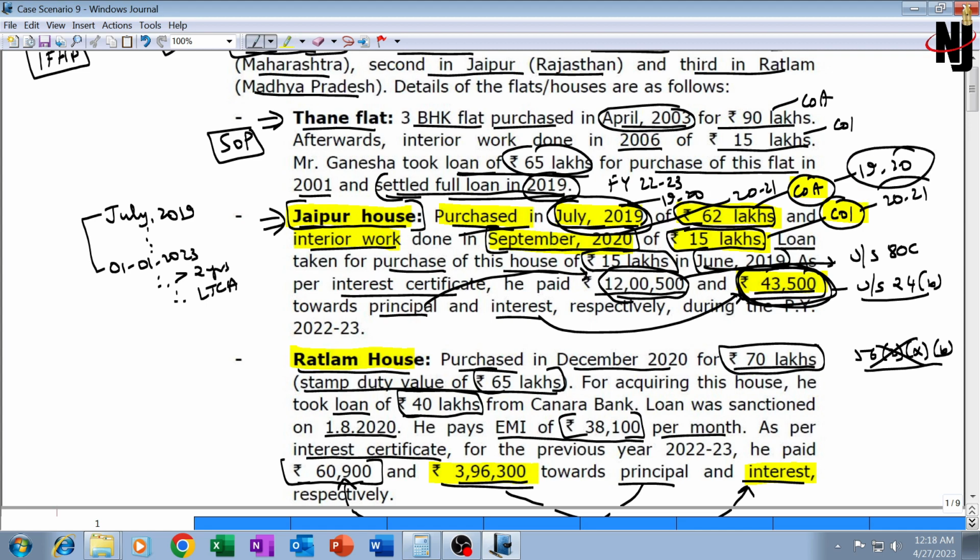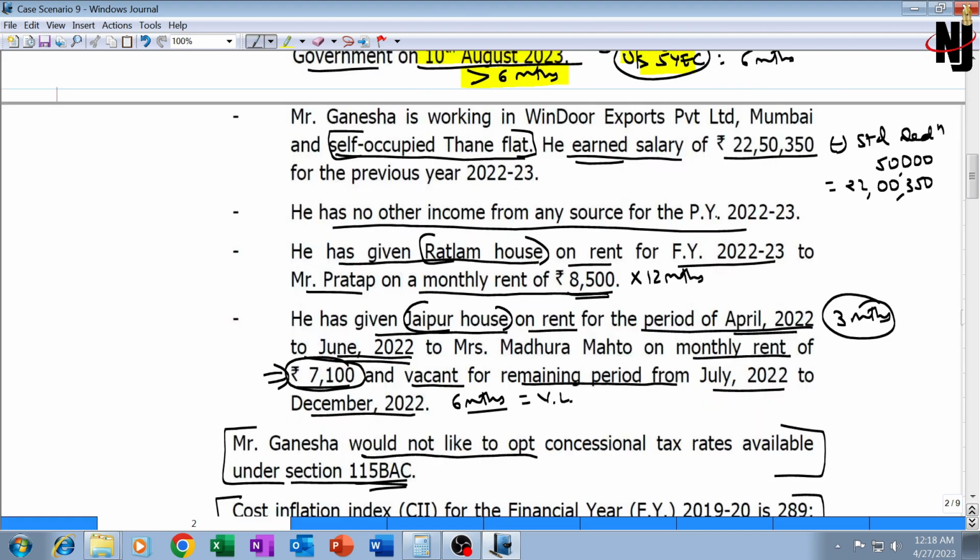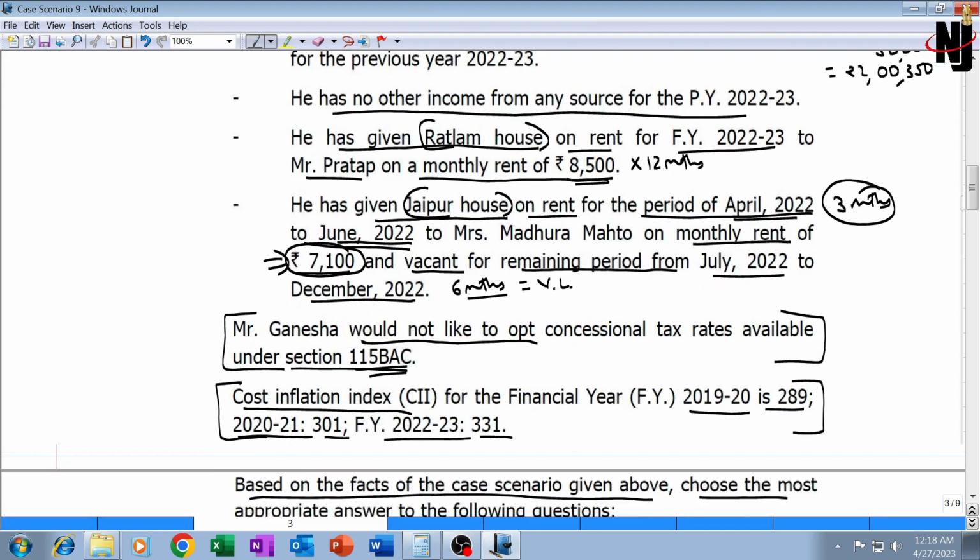So we'll be picking up the CII number of these 2 years. Are we being provided with a CII number of 1920 and 2021? Let's check. Answer yes. 1920 it is 289 and 2021 it is 301. 62 lakh and 15 lakhs.